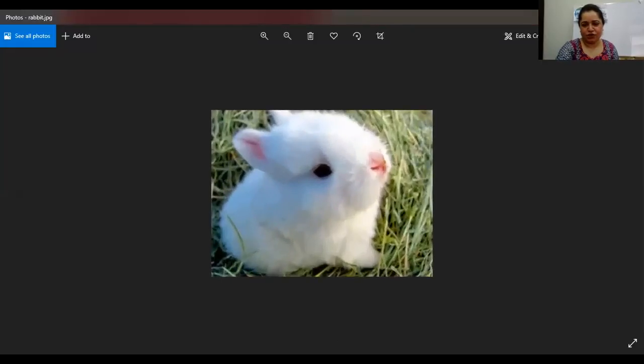So let's see some other pictures as well. Okay, I'm going to show you a very cute little one. Oh, God, how cute it is. It's a small rabbit. See how cute he is, and he has white fur. He's covered with beautiful white fur. So this is what we call fur. And you see, every animal has a different kind of fur and a different color. So that's why they look different.